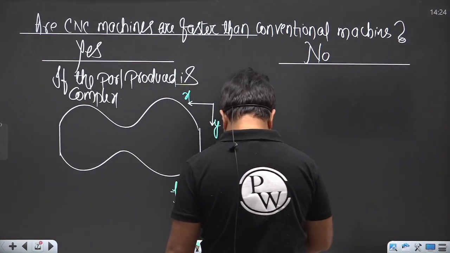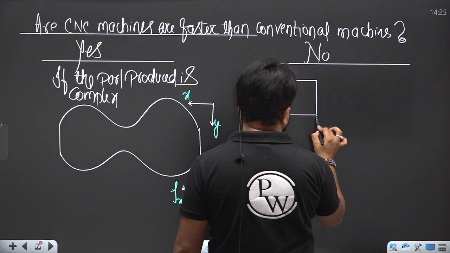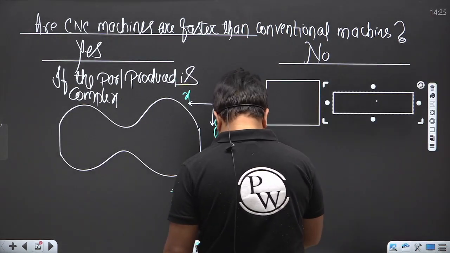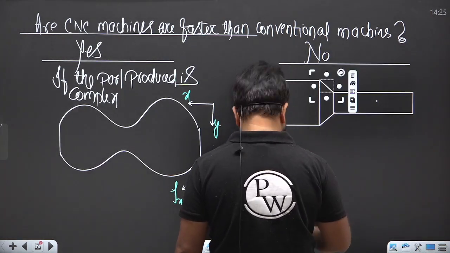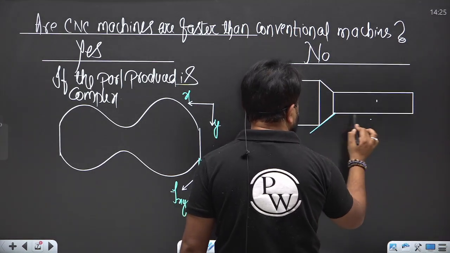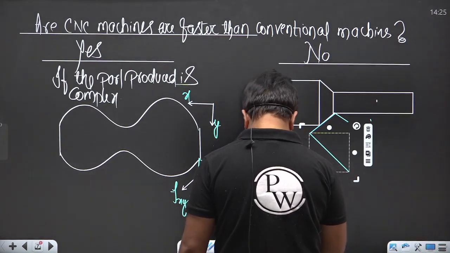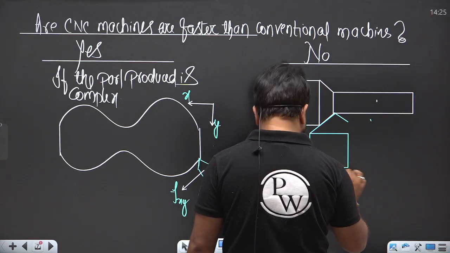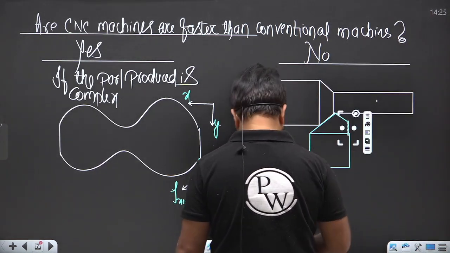But my dear, if you are producing a very simple part, let's say we are doing a turning operation. Here you can see a turning operation is there. There is a tool.